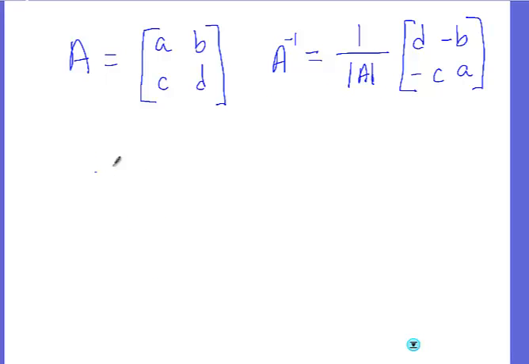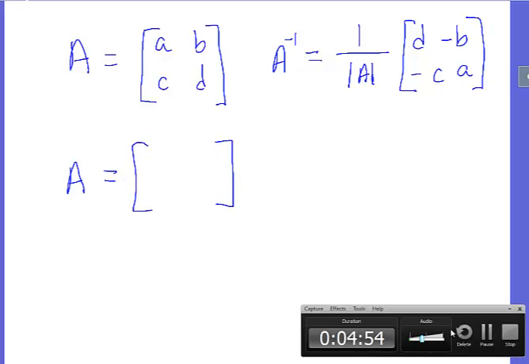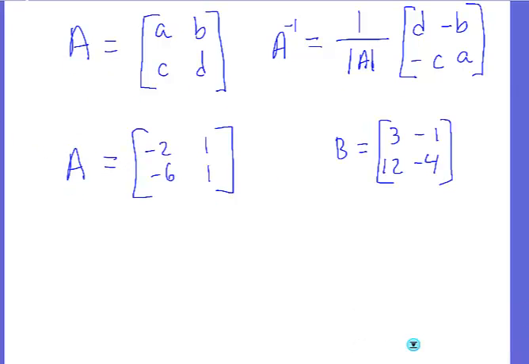So the only way that a 2 by 2 square matrix does not have an inverse is if its determinant is equal to 0. So the first thing we're going to do is check and see if it's possible to get the inverses of certain matrices.